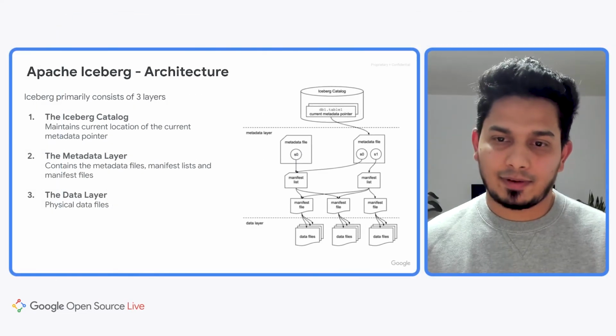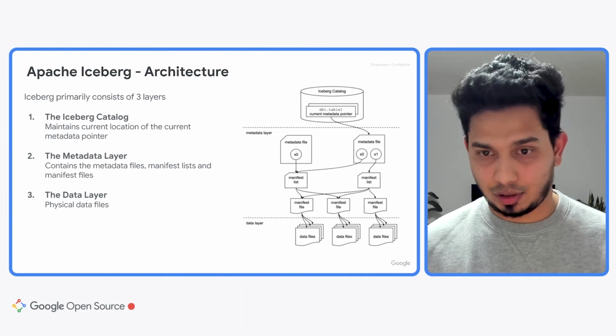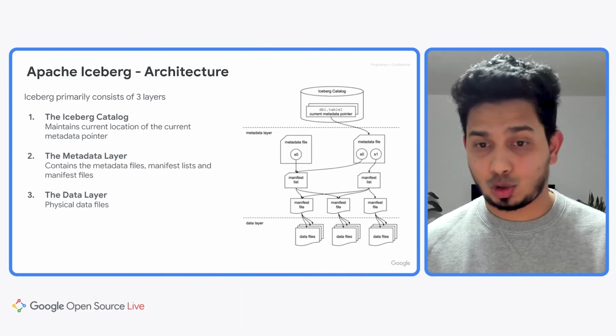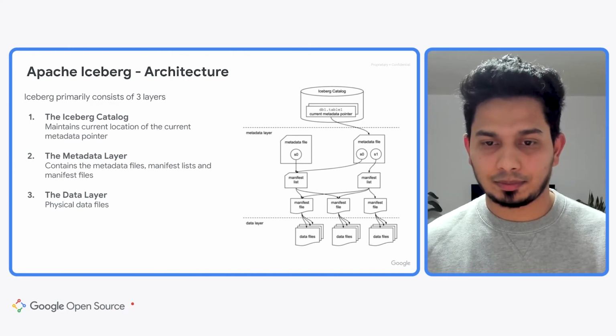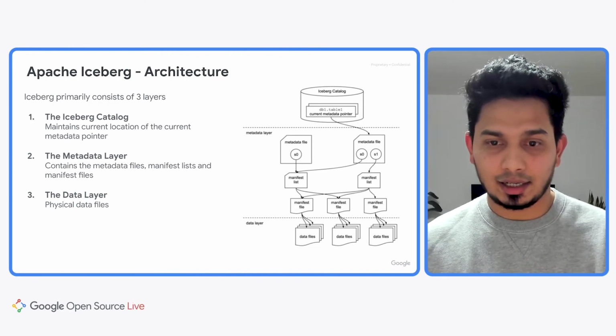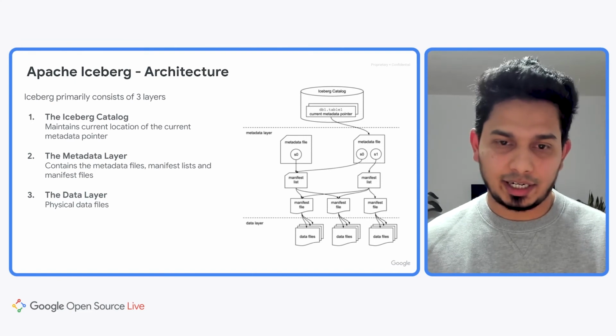Finally, the manifest file is the one that actually tracks a subset of data files in the physical layer, and it stores statistics about each file. These statistics are helpful for efficient query planning. The last layer, the data layer, basically consists of the physical data files.